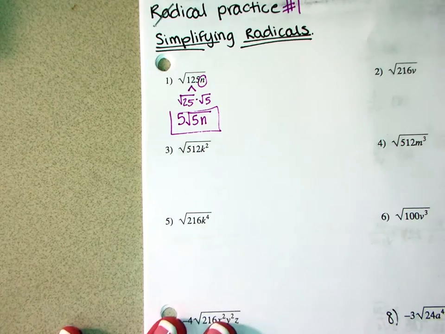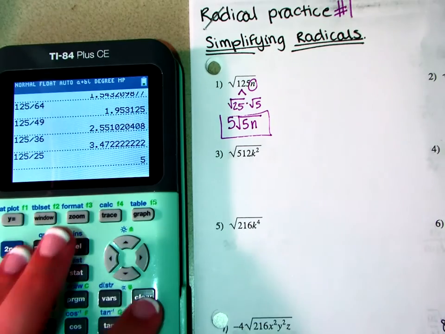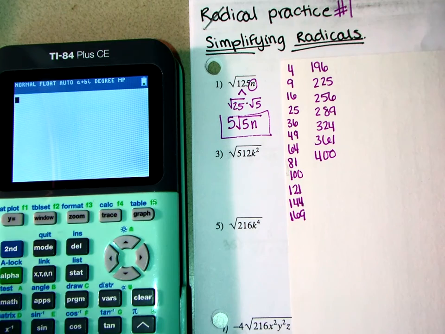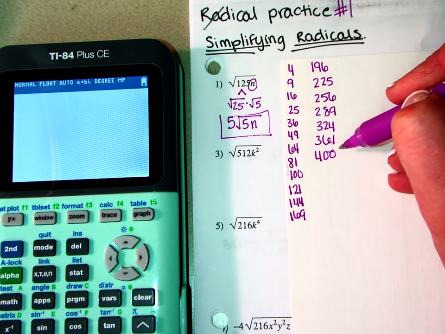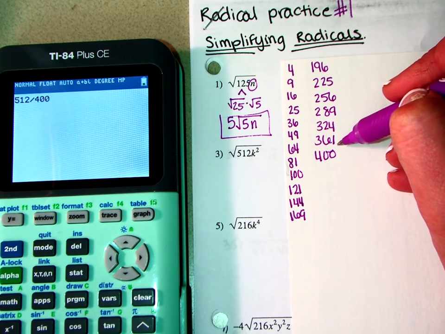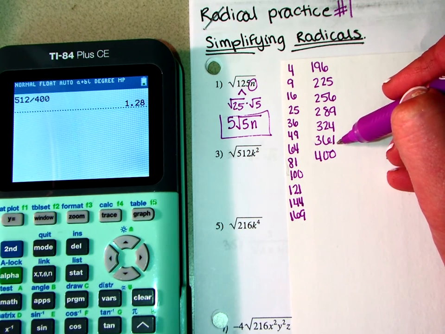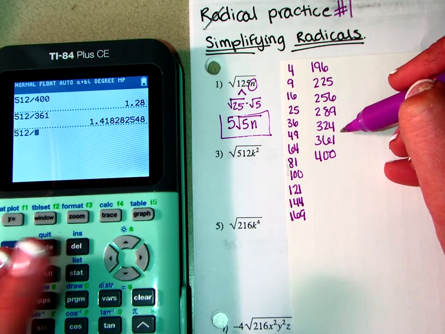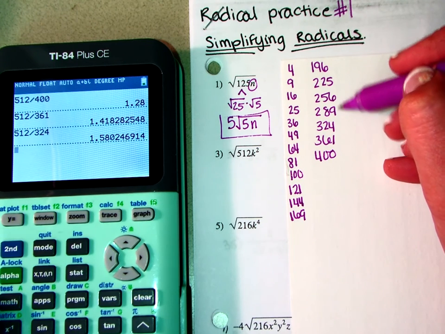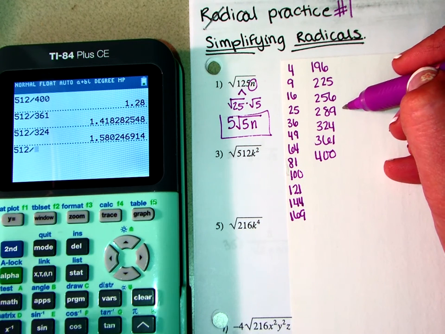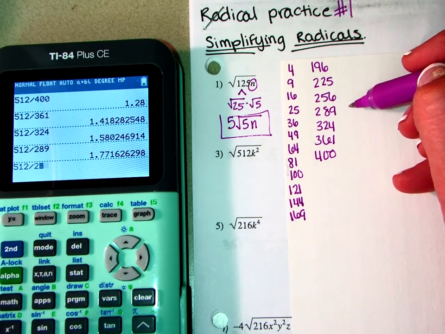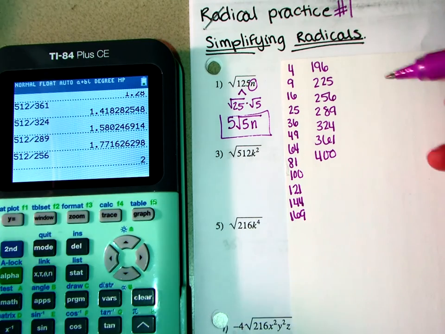Okay, let's try number 3. So again, I'm going to test my perfect squares. This number is 512, so I'm going to start all the way at 400, so I'm going to do 512, and I'm just going to start dividing. Let's see. So I'm just dividing by the perfect squares. As you do these, this becomes a lot easier, and I'm actually not going to be doing the repetition of typing all of these in over and over because I want to save us time.